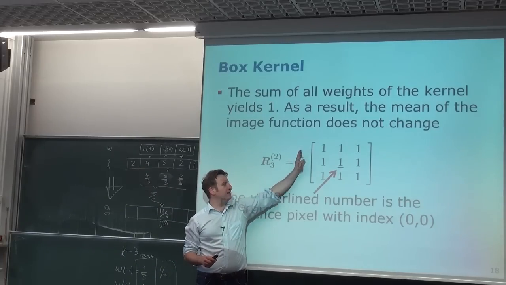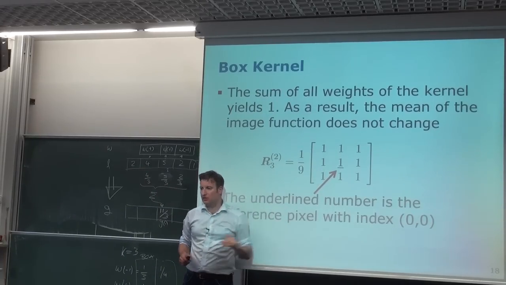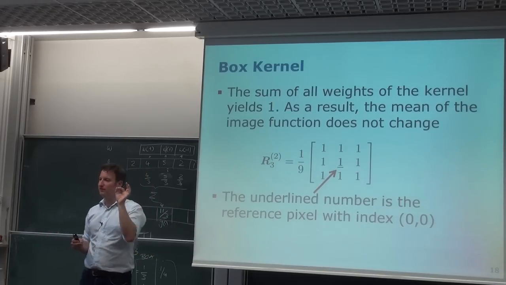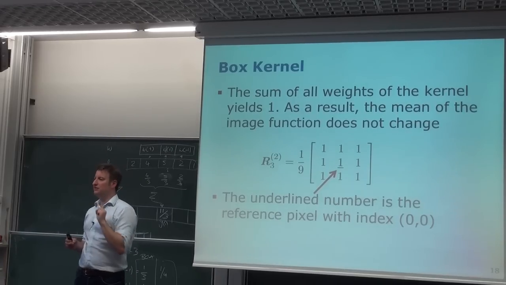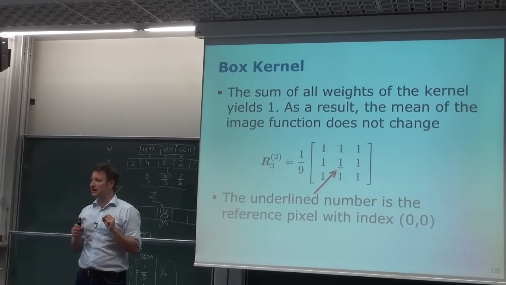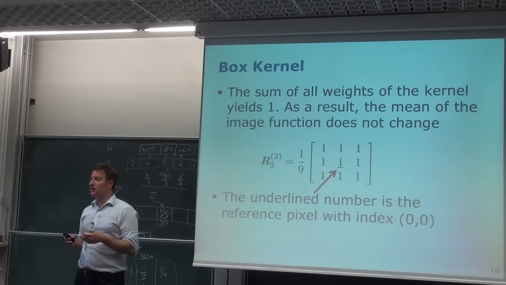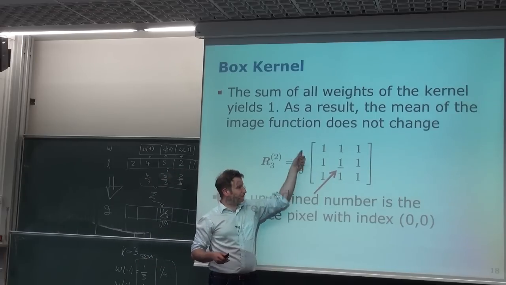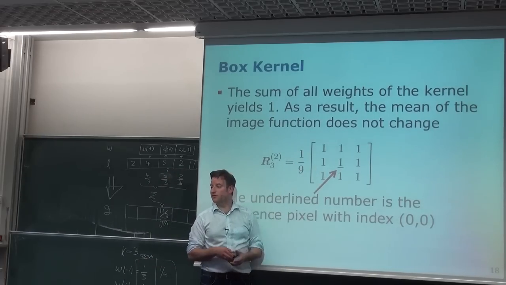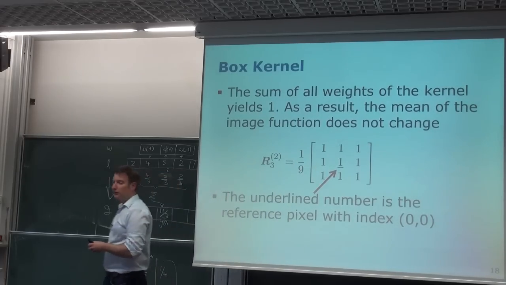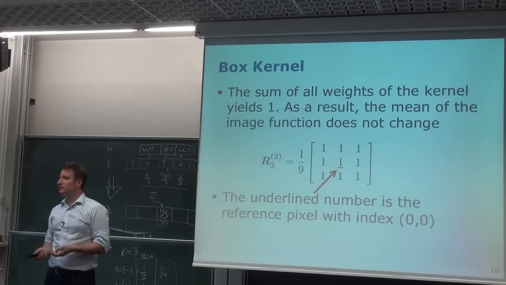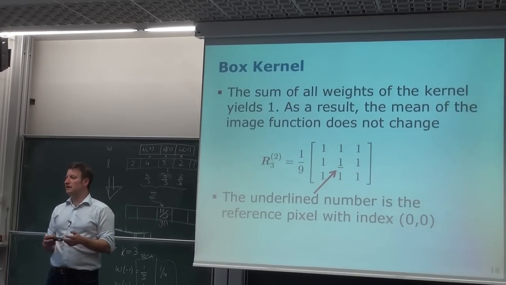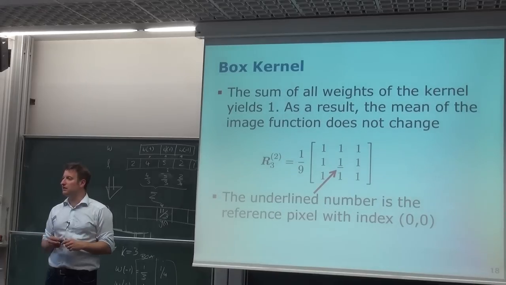If I wouldn't divide by 9 in here, I would simply increase the mean of my function, because every pixel would be the sum of 9 other intensity values without dividing by 9, so the mean would be 9 times larger. Okay? That's the reason why I always have this scaling factor in front of those kernel functions. Only if the sum over all elements of the kernel function is 1, I don't change the mean. Otherwise, I would change the mean.